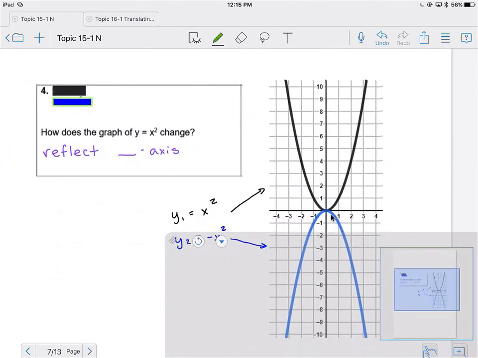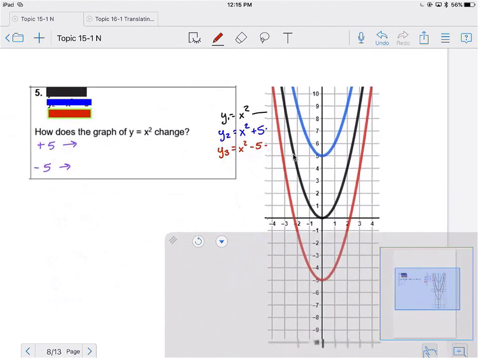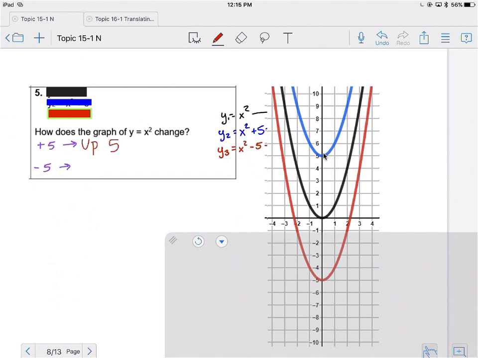For problem 4, our x squared is on top and our negative x squared is on the bottom. So this one changes by being reflected across the x-axis. So putting a negative in front flips your graph to look like a hill instead of it's a max instead of a min. And then problem 5, we have x squared in black. X squared plus 5 is in blue, so the plus 5 scoots up 5. And then the minus 5 in the back goes down 5.